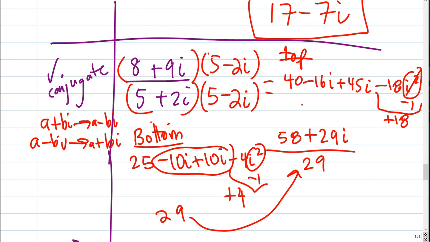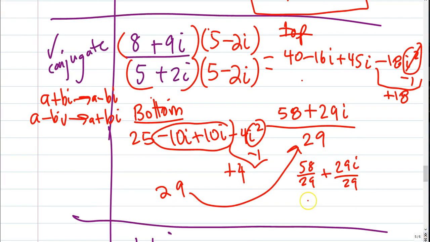Now, it's tempting to leave it like that. If it can be simplified, you need to. And unfortunately, 58 and 29 are both divisible by 29. So really, it'd be 58 over 29 plus 29i over 29. So how about 2 plus i? We're almost done.